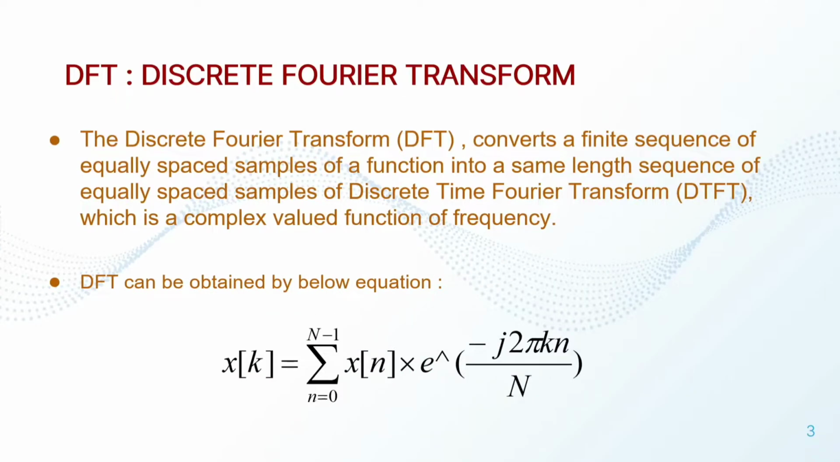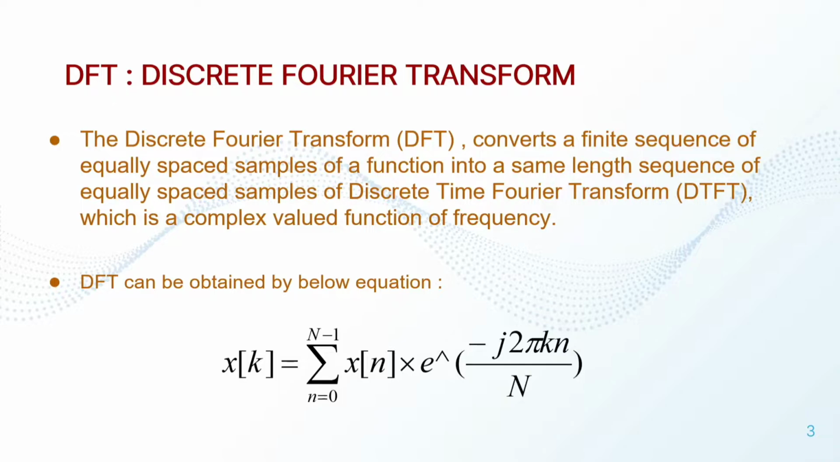So starting with, what does discrete Fourier transform do? To keep it simple, we can say it is used to provide frequency domain or spectral representation of a signal. The discrete Fourier transform converts a finite sequence of equally spaced samples of a function in time domain into the same length sequence of equally spaced samples of discrete time Fourier transform in frequency domain, which is a complex valued function of frequency. DFT is given by the below equation.